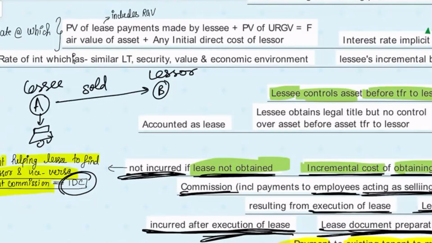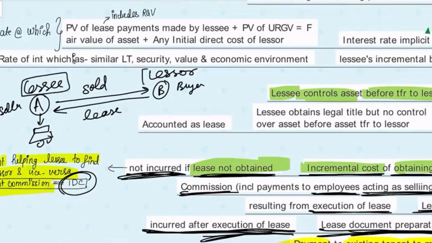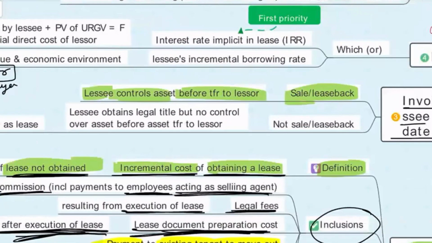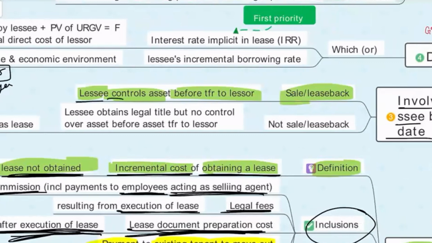Here, person A is the seller. Person B is the buyer. Then again from person B, person A is taking this car on lease, the same car which he sold. So here person A becomes the lessee and person B becomes the lessor. This is what is known as lease back. So here the lessee had the control of the asset before transferring it to the lessor.